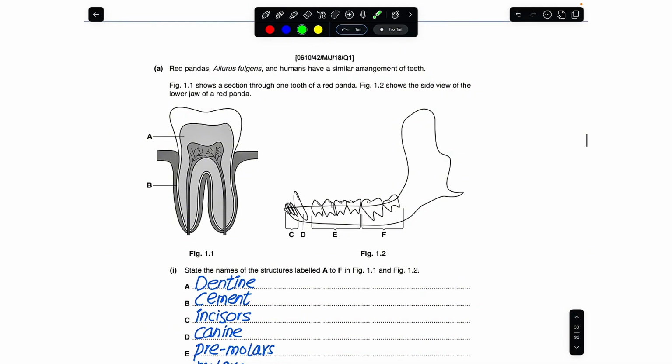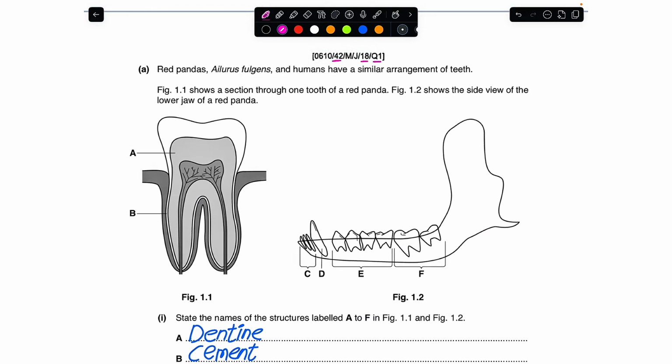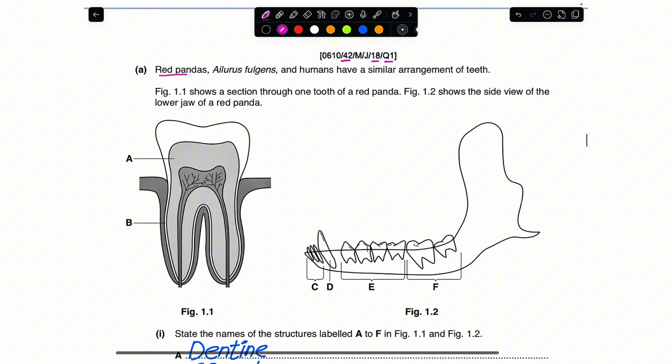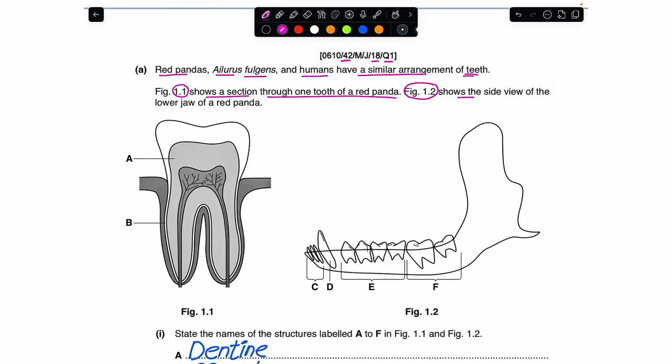Now here we come to the May-June of 2018. The theory paper variant was 4-2 and this was question number 1 of your exam, where the examiner wanted to see your approach relative to the structure of the teeth. What they tell us is that the red panda, the genus is Ailurus, the species is fulgens, and humans have a similar arrangement of the teeth. They tell you that figure 1.1 shows a section through one tooth of a red panda, and figure 1.2 shows the side view of the lower jaw of the red panda.